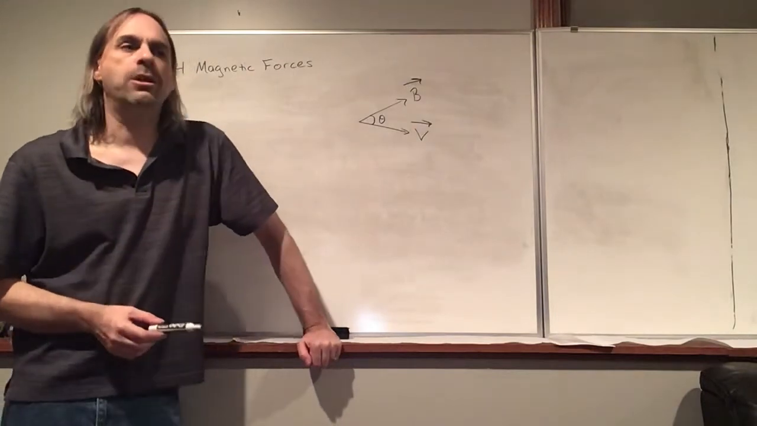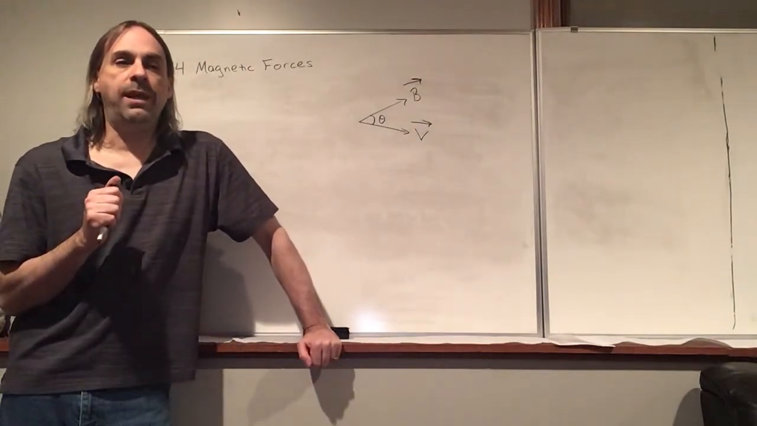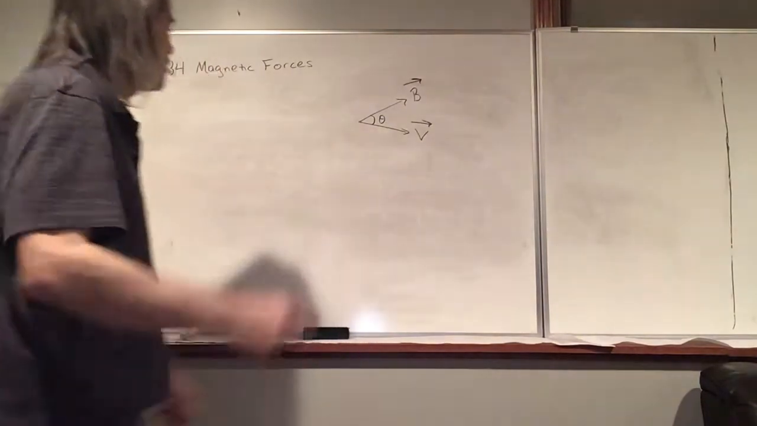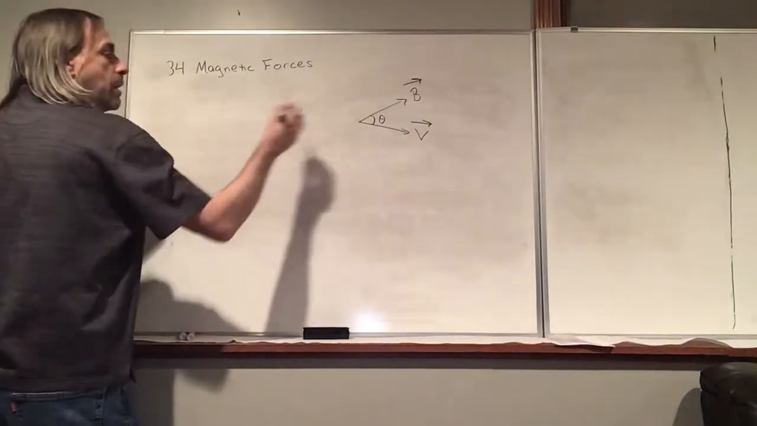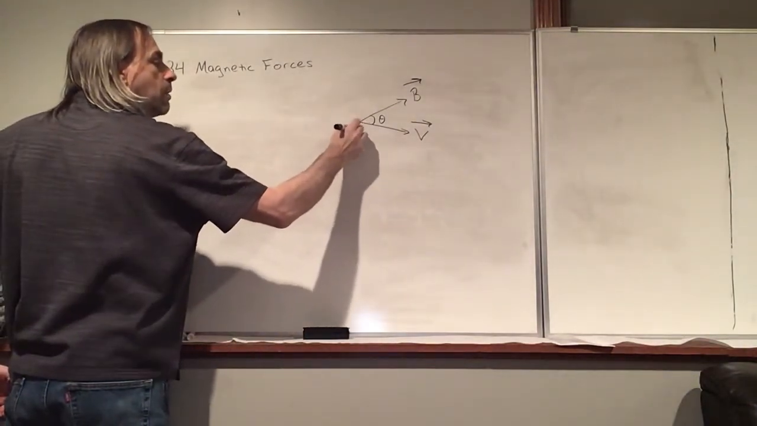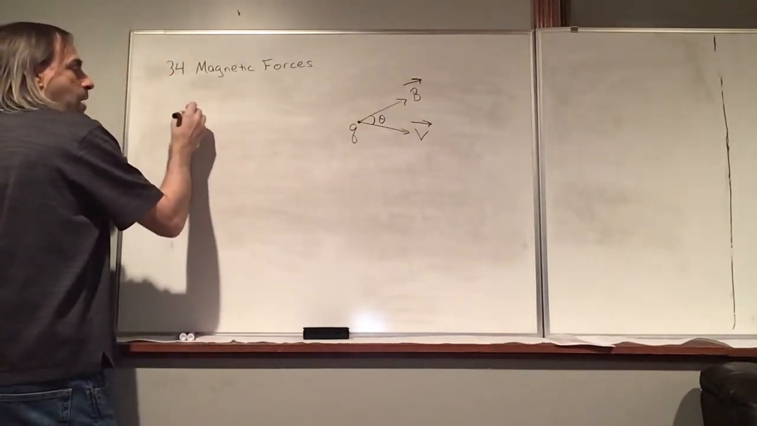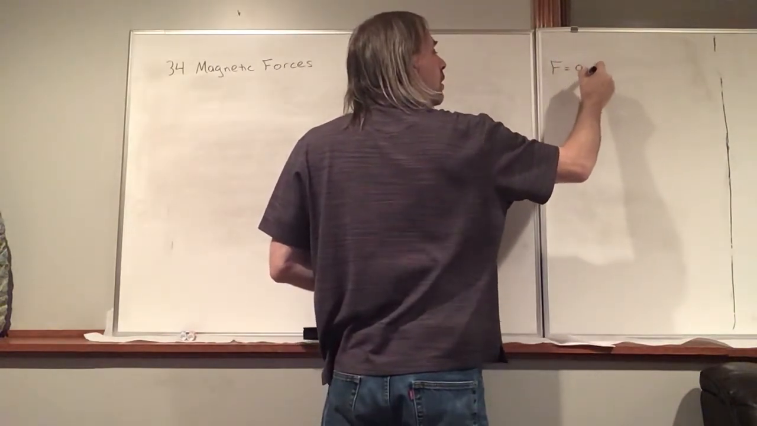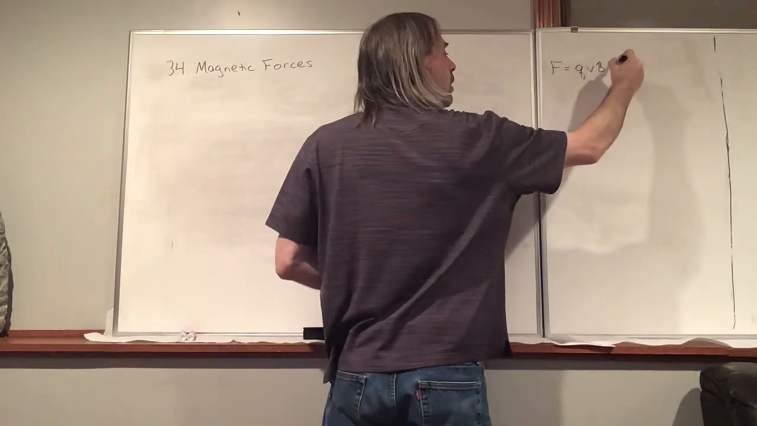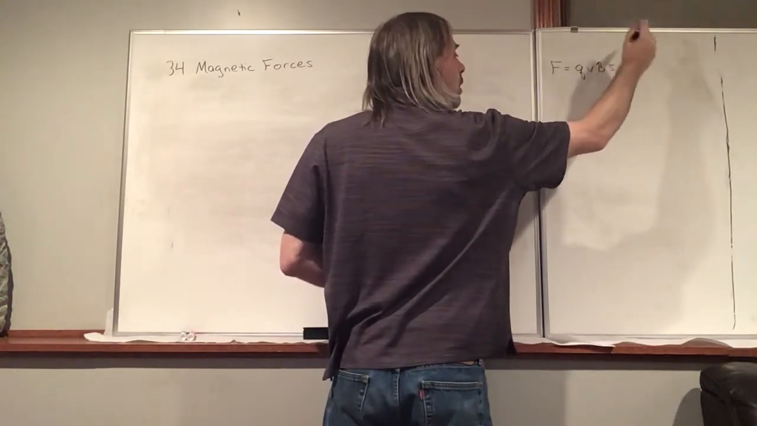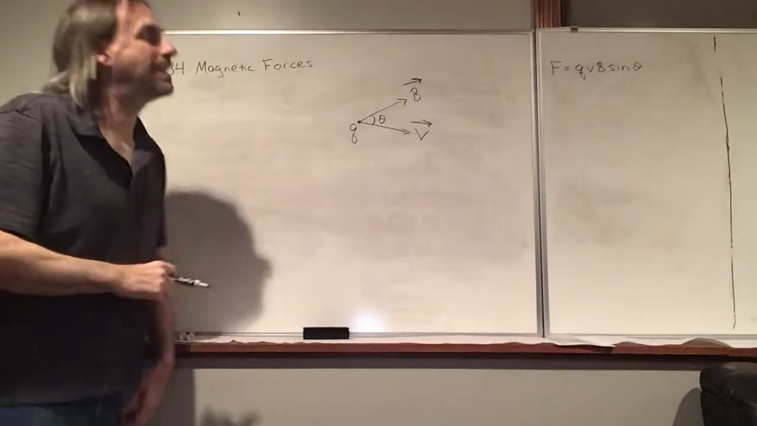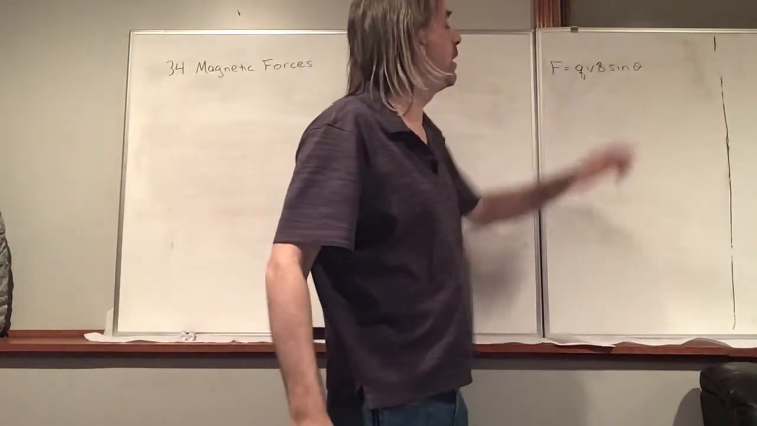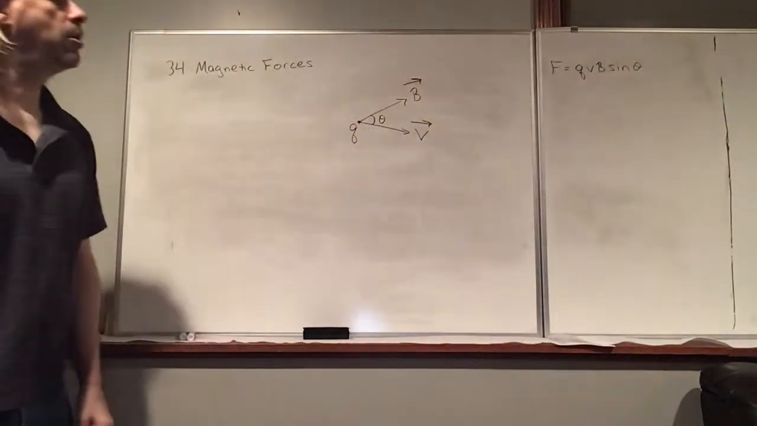So when we talk about magnetic forces, there's two things. We have the magnitude of the force and the direction of it. And we're going to start out by talking about the magnitude of the force. So here we have a charge Q. And I'm just going to write down the equation over here. So force is QVB sine of theta. So charge, velocity, magnetic field times the sine of the angle.